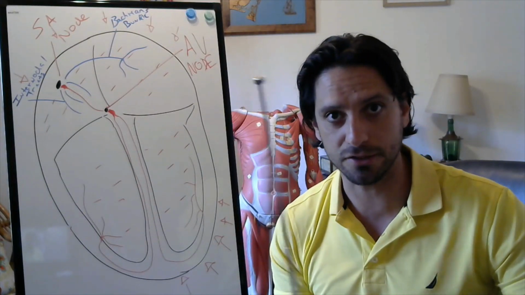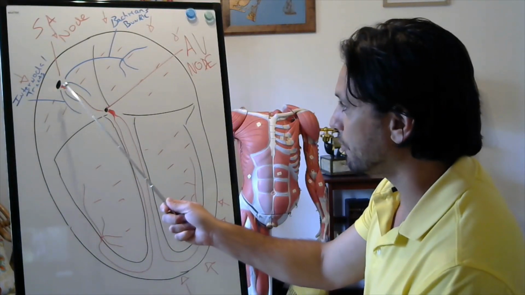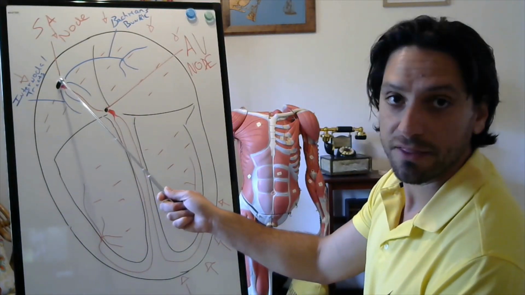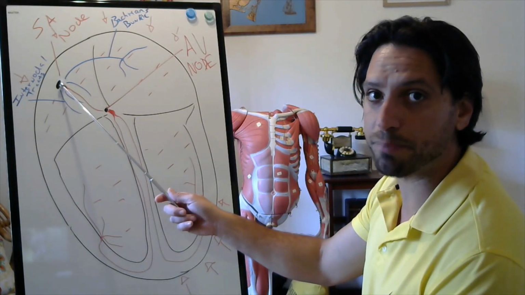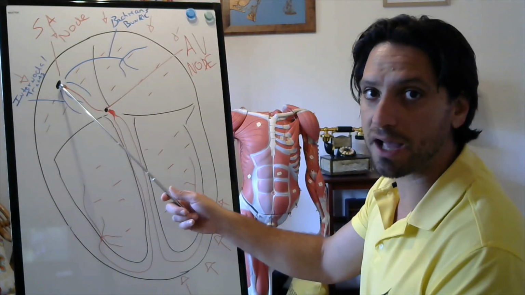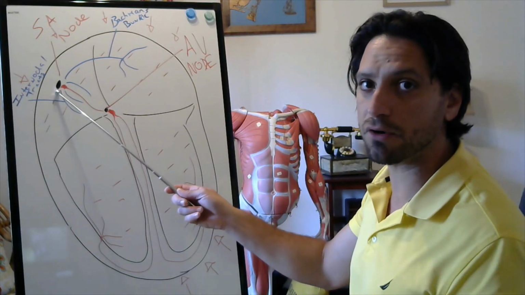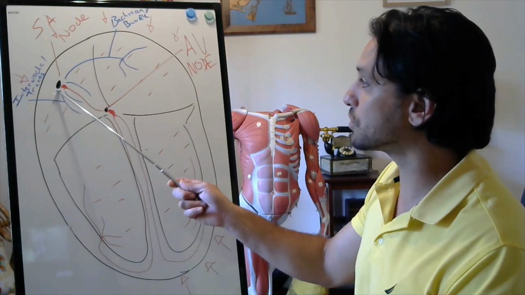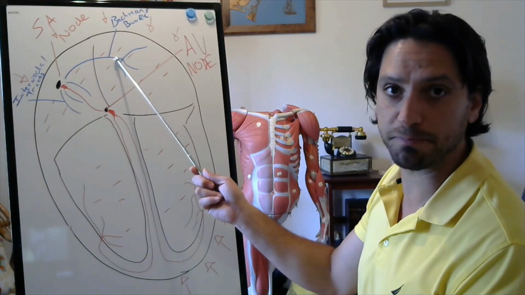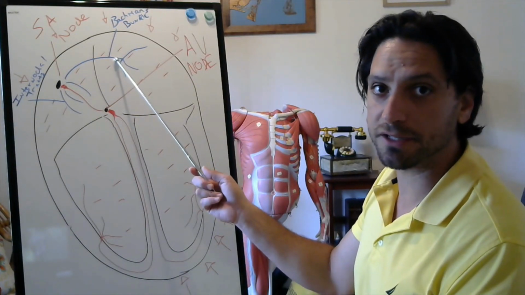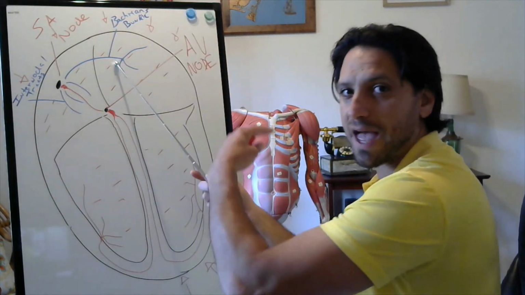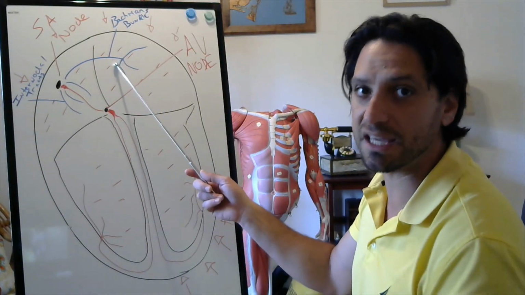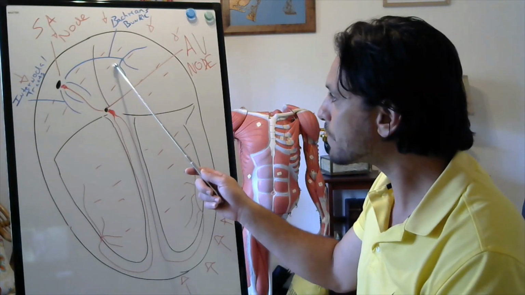Get my handy dandy tool out again. So from here we have the SA node releases or depolarizes. All those ions flow into the cell causing depolarization. This travels across Bachmann's bundle causing contraction of the left atrium pretty close to the same exact time that it occurs in the right atrium, okay?